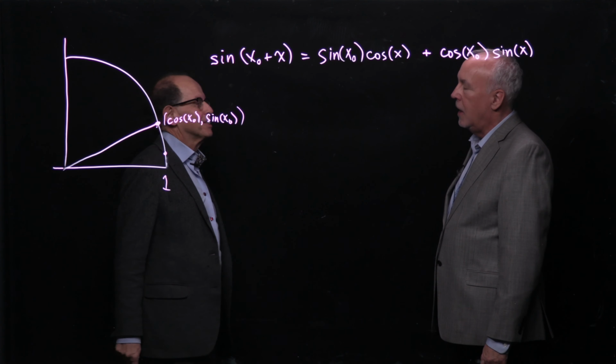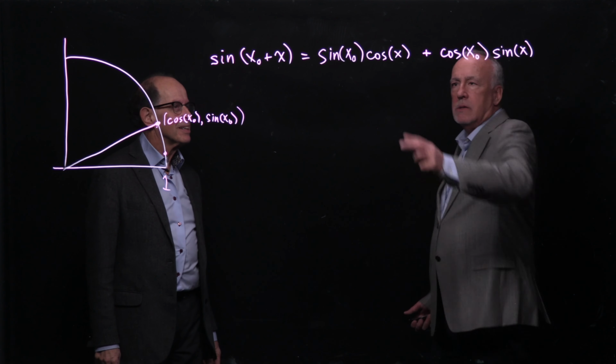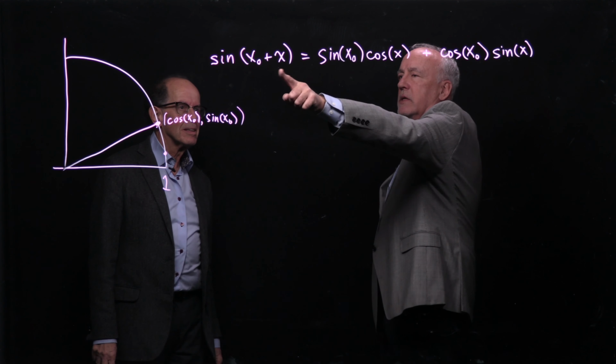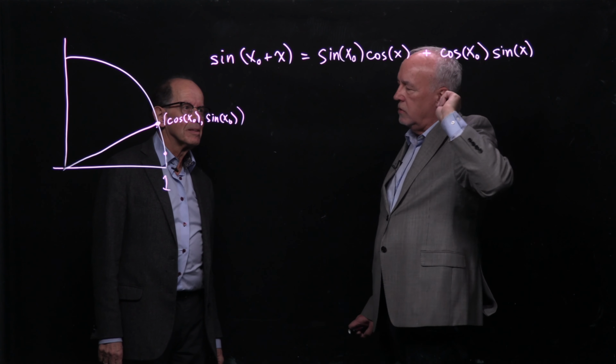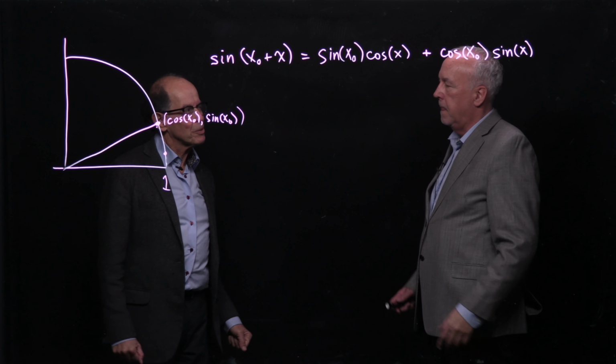So, what's next? Well, I pulled this magic formula out of my back pocket. This one here relates the sine of the sum of two numbers to sines and cosines. Let's explain why that's true. I'd like to see what you've got up your sleeve.